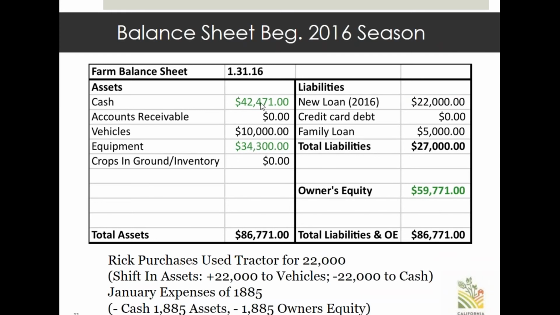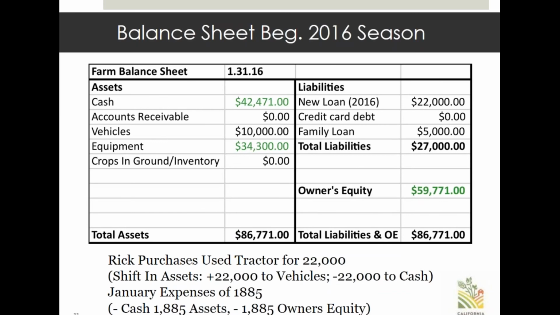Technically, the total assets number doesn't change. All you have instead, in the case of the purchase, is $22,000 less in cash and $22,000 more in equipment. In addition to that, there's a small reduction in owner's equity because he still has to pay his January expenses, and this is his financial situation on January 31st, 2016, and he has $1,885 in expenses. So there's also an $1,885 reduction in cash and an $1,885 reduction in his owner's equity, which is a slight reduction in what's considered the value of the farm, looking at his total assets versus liabilities.